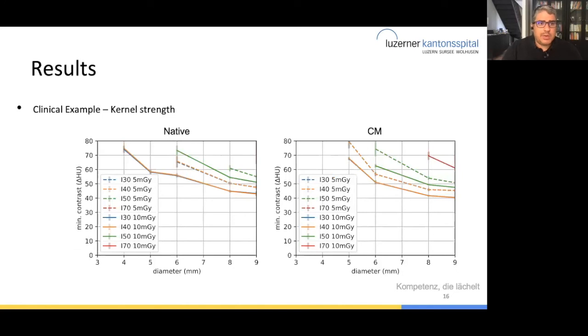Last, we look at the different kernel strengths, and we observe the impact of the lesion size and the dose on the visibility for different kernel strengths. Here we compared the visibility in terms of minimal visible contrast. And as expected, the stronger kernel tends to improve visibility for smaller lesions.